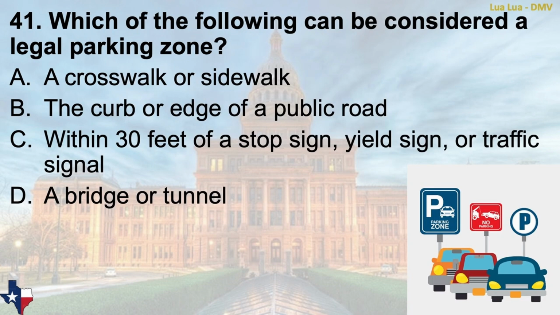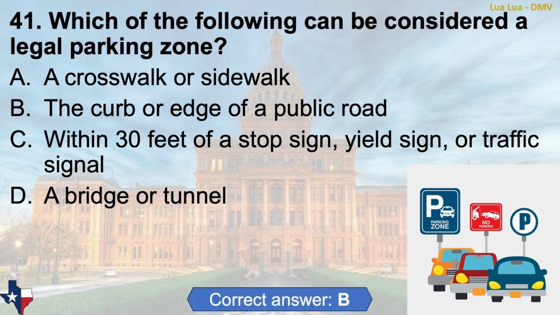Question 41. Which of the following can be considered a legal parking zone? A. A crosswalk or sidewalk. B. The curb or edge of a public road. C. Within 30 feet of a stop sign, yield sign, or traffic signal. D. A bridge or tunnel. The correct answer is B. The curb or edge of a public road.